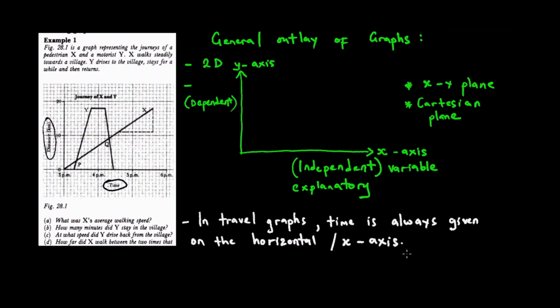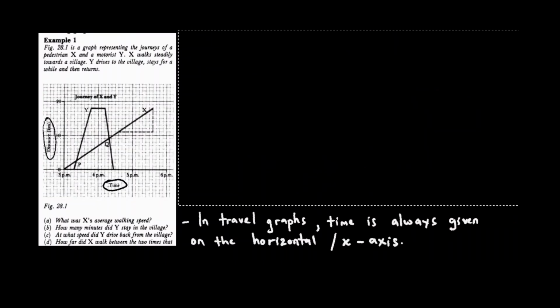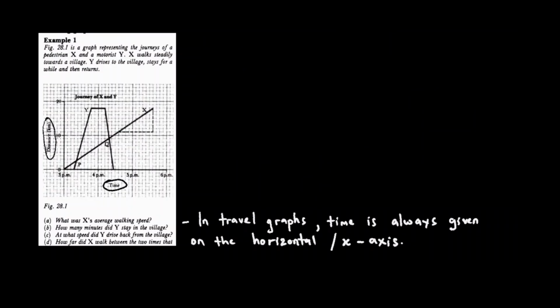Now, having done this, allow me to remove this part. It's fine. All right. And let us see how we progress from here. So let us read again. Okay. In Fig 28.1, that's a graph representing the journeys of pedestrian X and motorist Y.